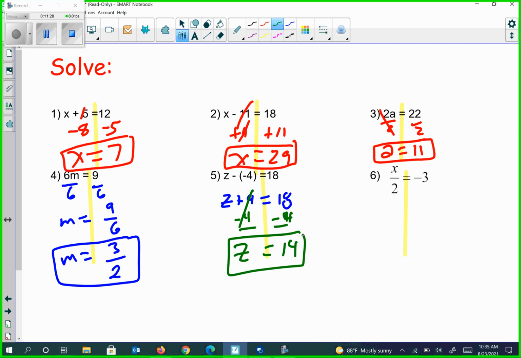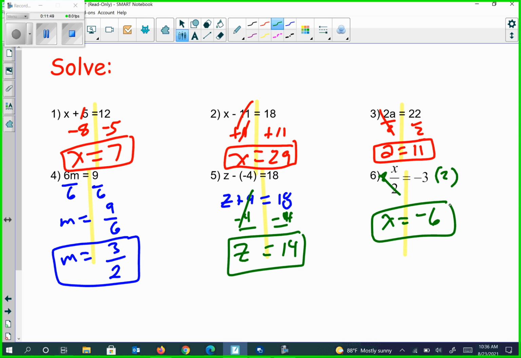Hey, number 6, x over 2. X over 2 is a division. It's a fraction, but it's also division. So how would I undo division on number 6? Multiply. I'm going to multiply both sides by 2. Those would cancel each other out, and then I have negative 3 times 2, which is negative 6. And that's how we do it.